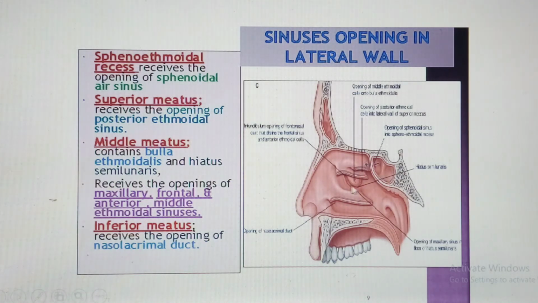If I look at the middle meatus, we are going to see it will contain the bulla. The bulla will receive the middle ethmoidal air cells. If I look at the infundibulum, it will receive the anterior ethmoidal air cells together with the maxillary air cells. Then if I look at the hiatus semilunaris itself, it will receive the maxillary air sinus. Then if I come to the inferior meatus, one important thing is the nasolacrimal duct.